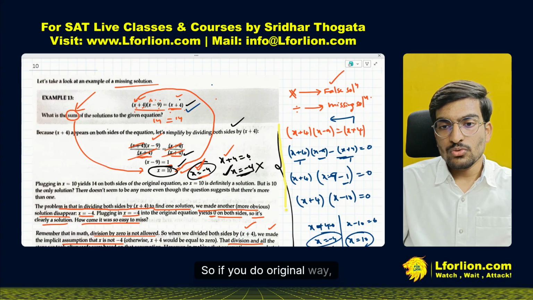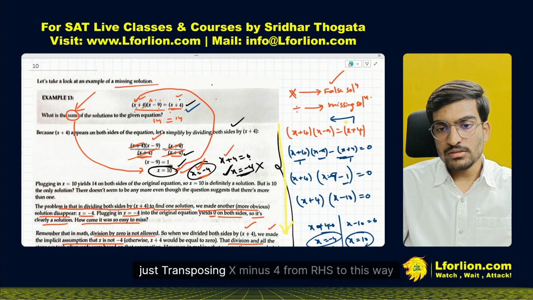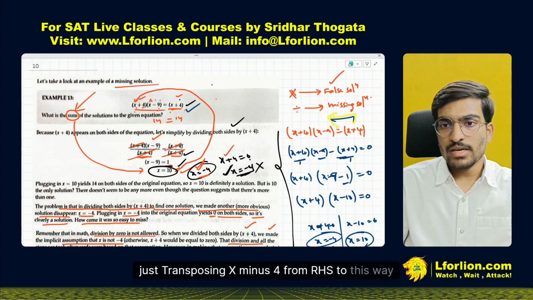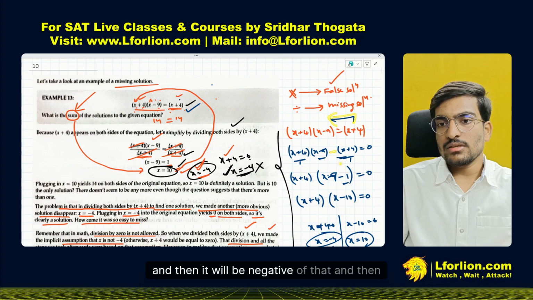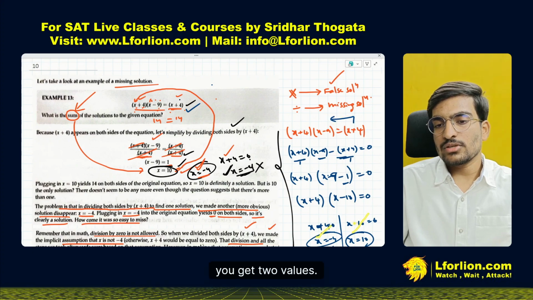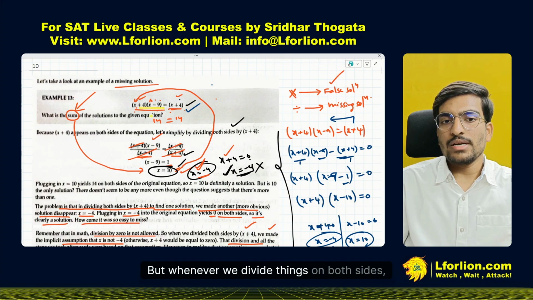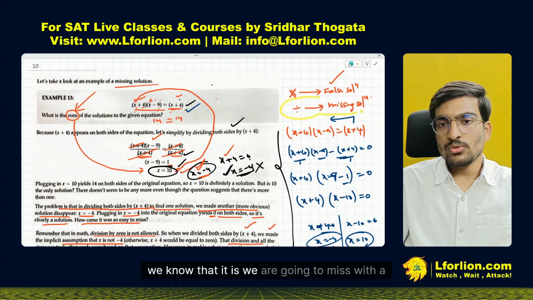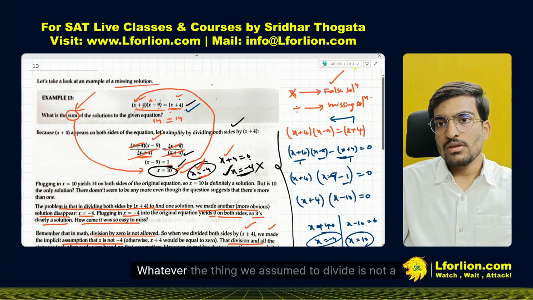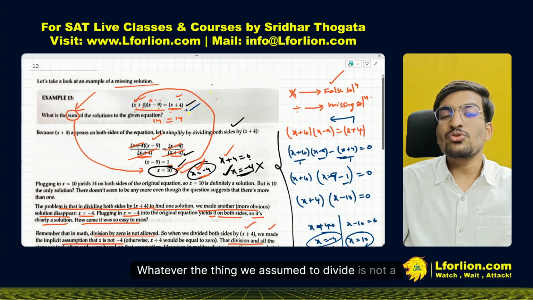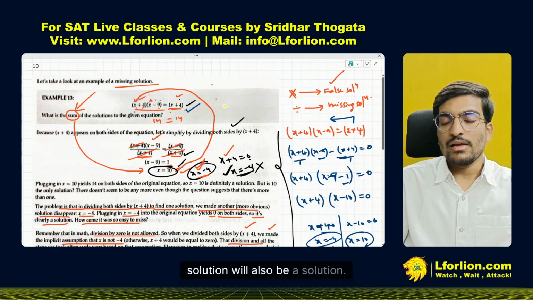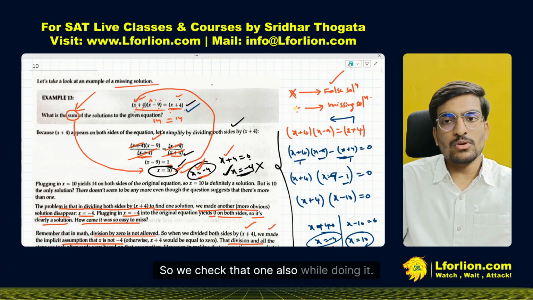If you do it the original way, just transposing x minus 4 from the RHS to the left, it becomes negative of that, and then you solve it and get two values. But whenever we divide on both sides, we are going to miss a solution. Whatever we assumed to divide by may also be a solution, so we check that one also while doing it.